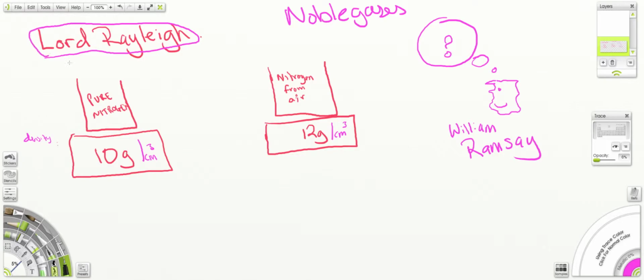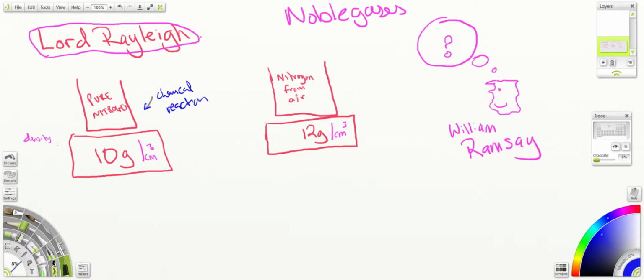Now he did this kind of experiment and made this observation, so we say. What he did was he took pure nitrogen, right? So this is pure nitrogen made from chemical reactions. Okay, so this is made during chemical reactions, and he measured its density, right? Now guys, the numbers are made up completely, okay, but I just want to illustrate the point.